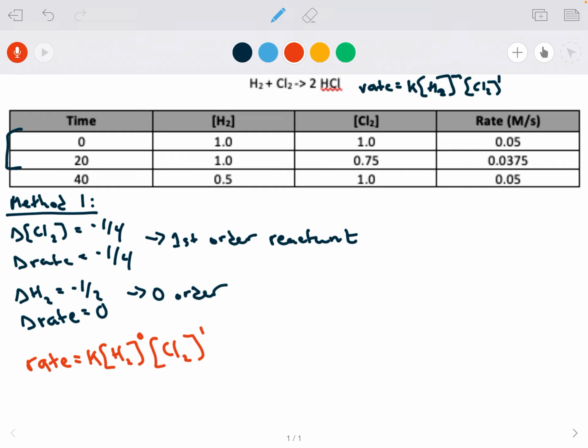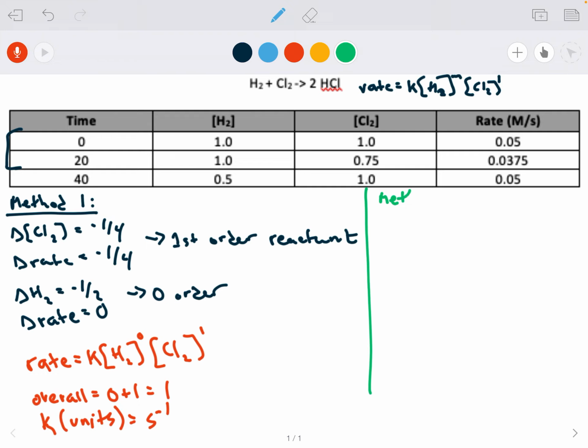So that means the overall reaction order is 0 plus 1 to give an overall reaction order of 1. So K in units is inverse second. Now there is a second method, so method 2.